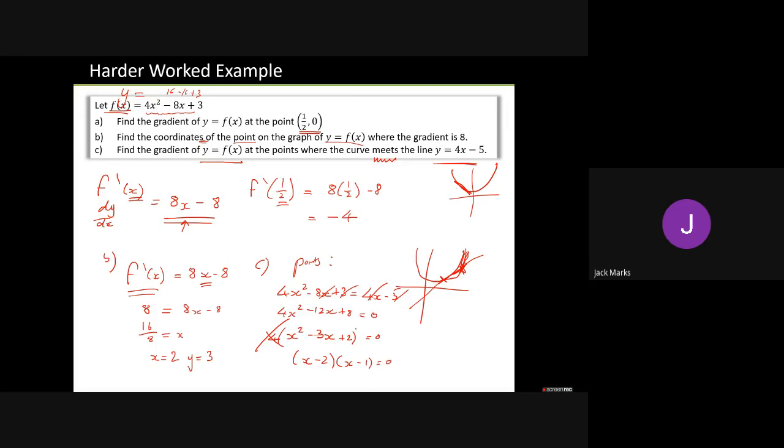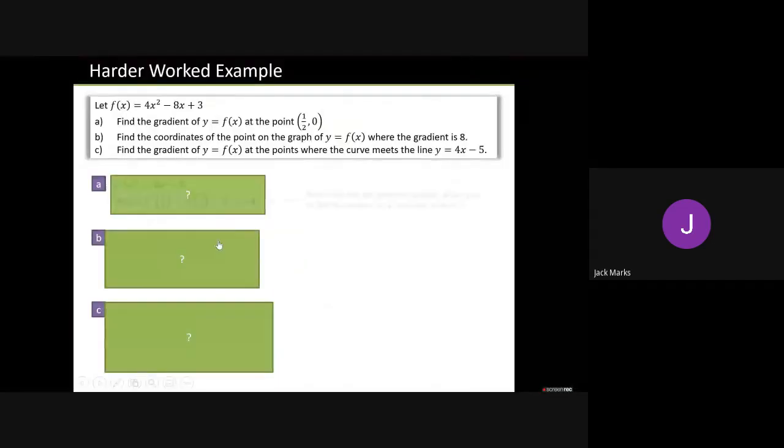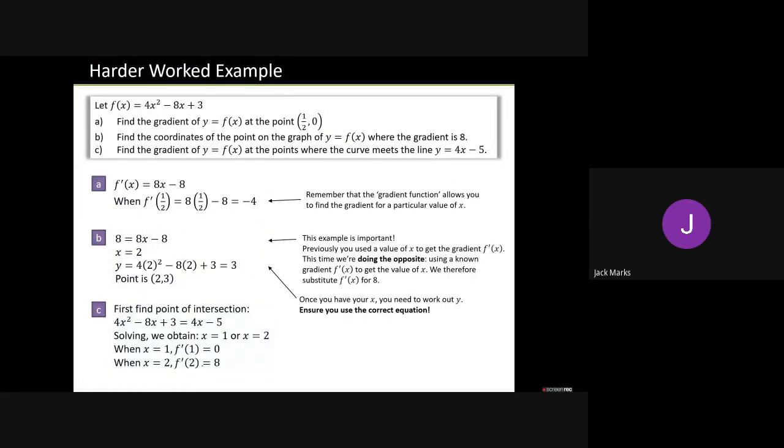So we need to find the gradient at the points x equals 1 or x equals 2. And I think we've already done x equals 2. Let's just check the neat working out for that one there. So the final thing is we put 2 into our gradient from before, and we got 8. That's exactly the same as, where did we do that? That was exactly the same as b. Okay, so that's a little bit repetitive.